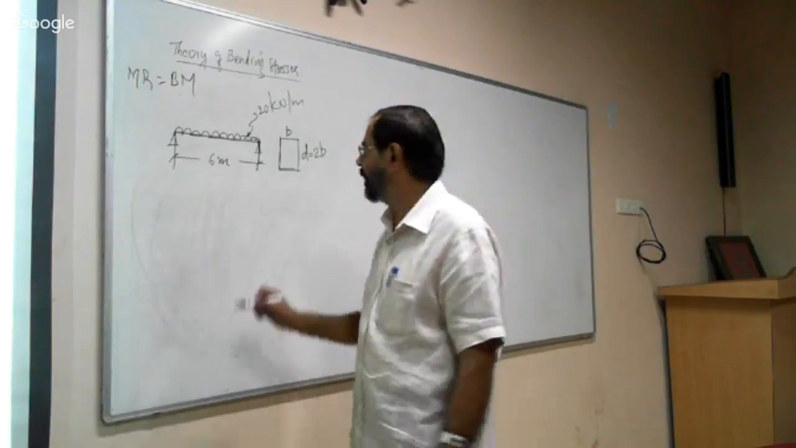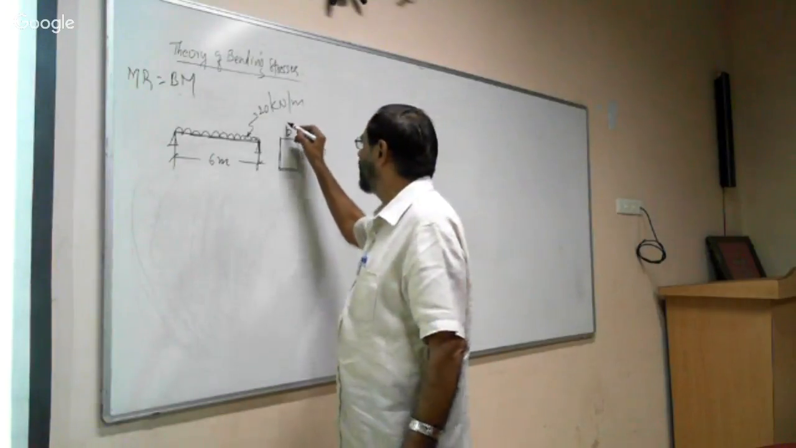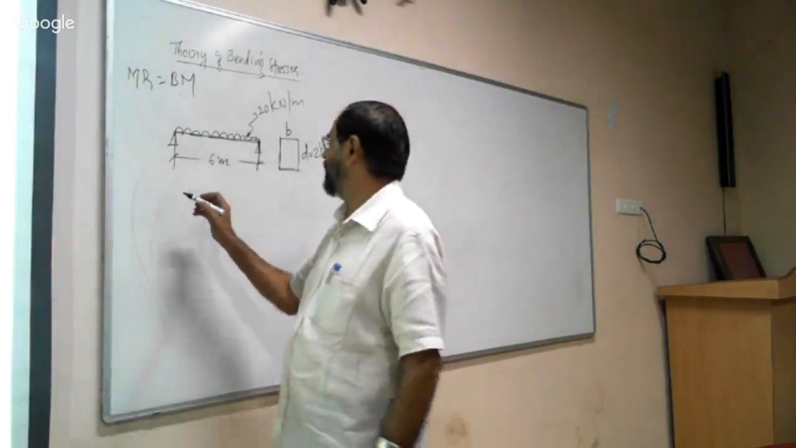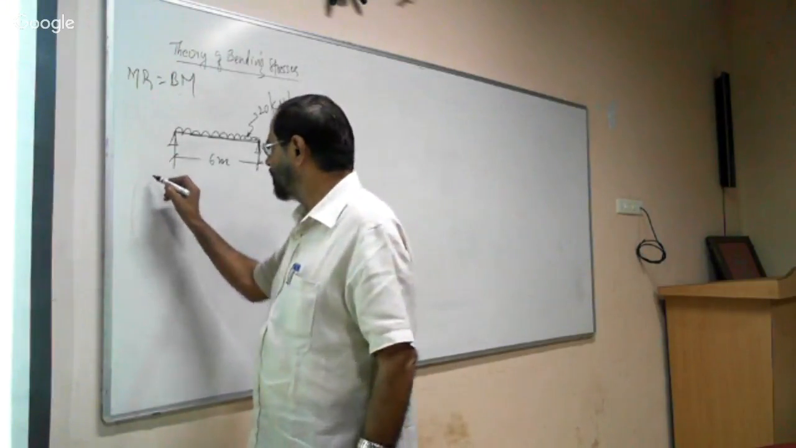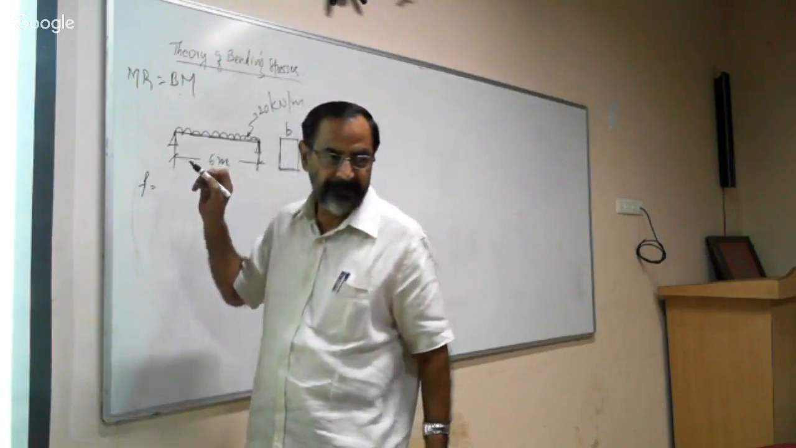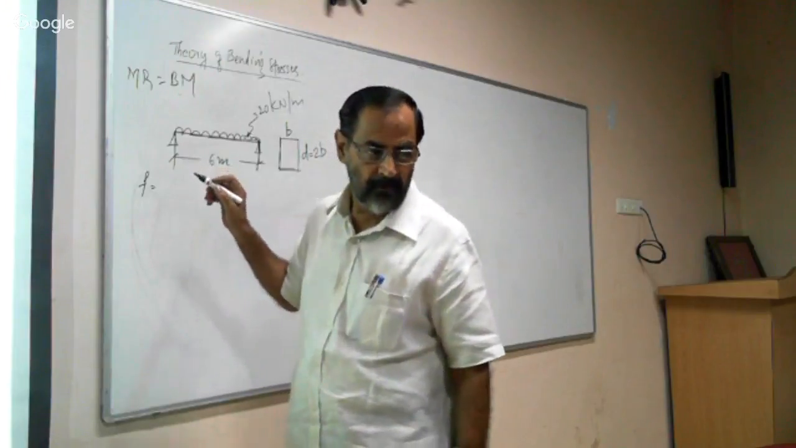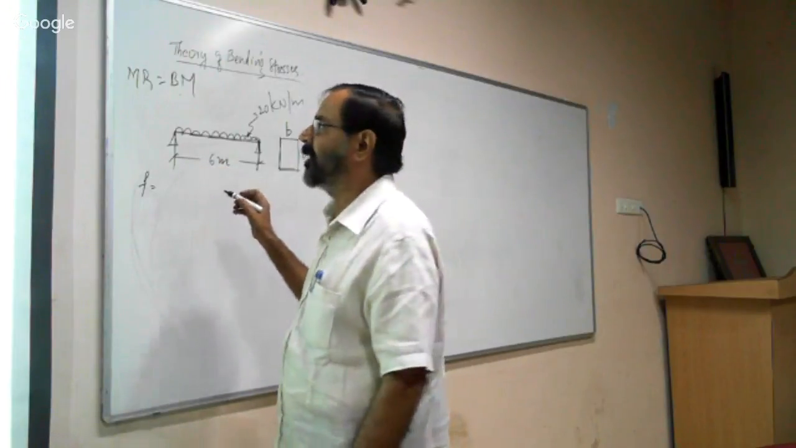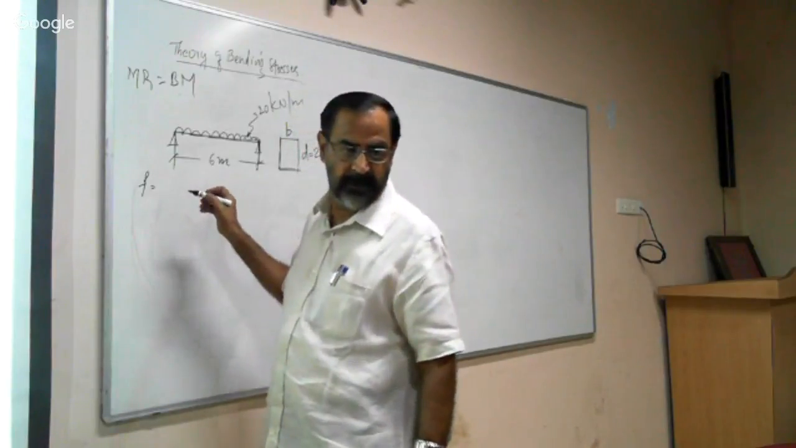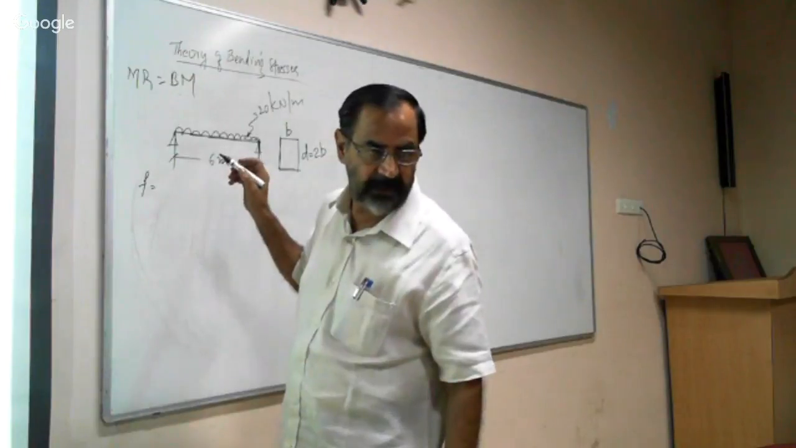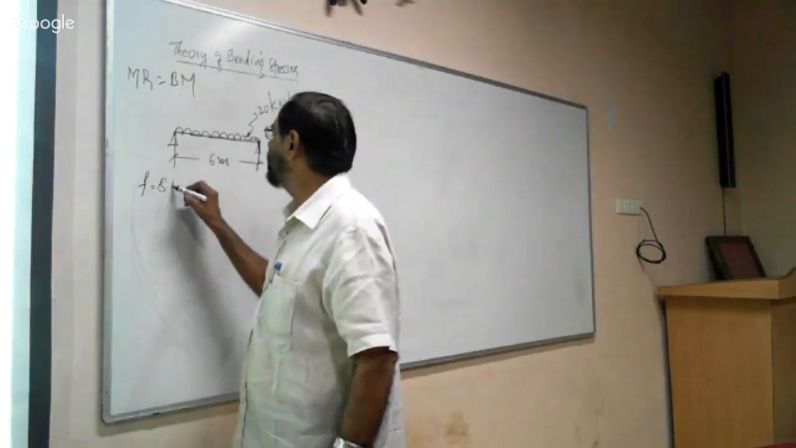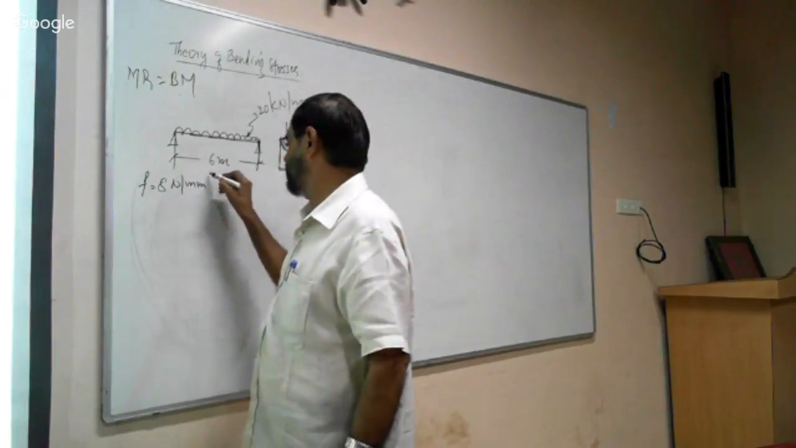Now for this, we have to find out the value of B and also D. The stress is given: the stress in the material is 120 newtons per millimeter square, and the stress in the timber beam is given as 8 newtons per millimeter square. So this is the problem given.